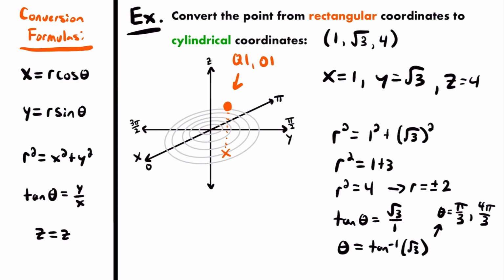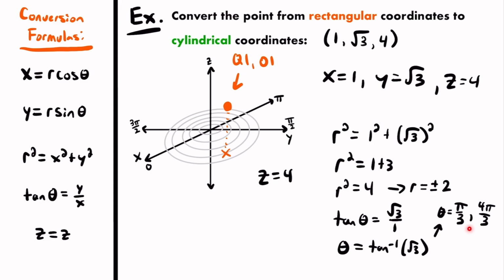Let's just write that down. Z is not going to change. But how do we choose between these two values of r and these two angles of theta for our point? Well, you want to make sure that whatever you pick, it's going to put your point in the right area. We know that in rectangular coordinates, our point is in the first quadrant and the first octant, so we want the same thing for our point in cylindrical coordinates.